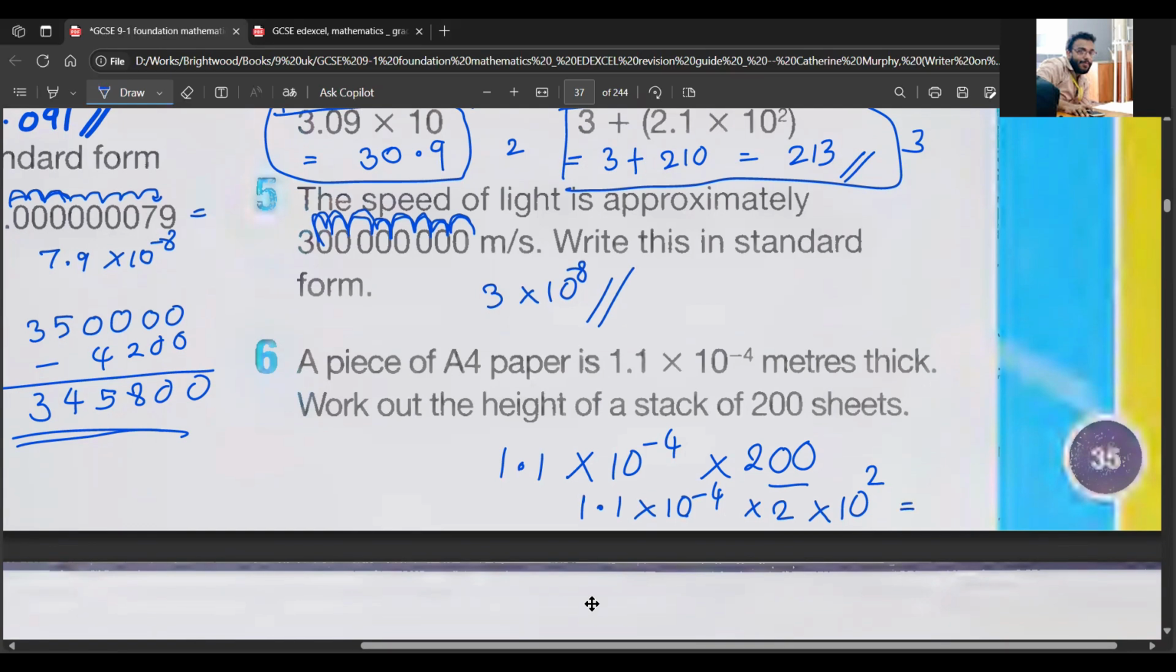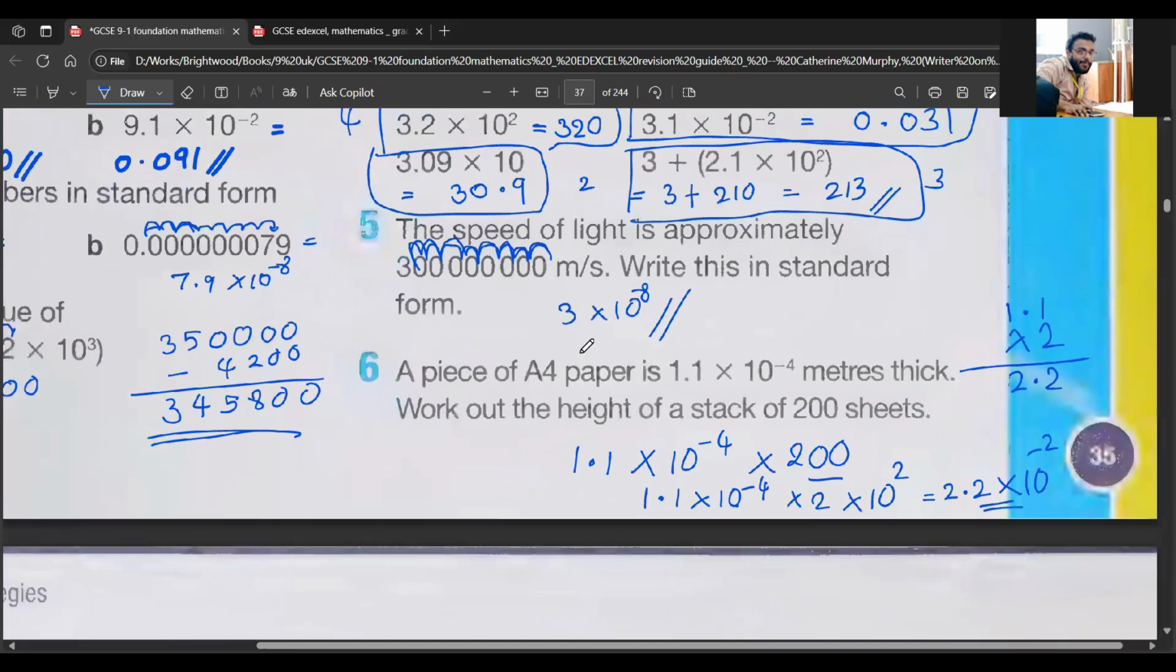Now 1.1 can be multiplied by 2. When you multiply by 2, it is 2.2. It's 2.2 into 10 to the power of minus 4 plus 2. What should be there? Minus 4 plus 2 is minus 2. So 2.2 into 10 to the power minus 2. Is that clear? The final answer, yes. Okay. Any mistake? Any doubt there?